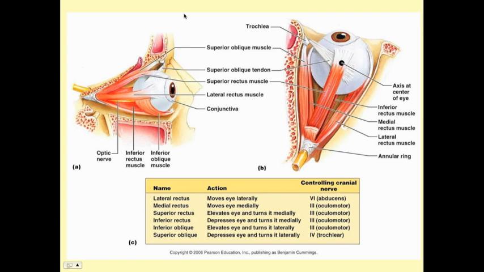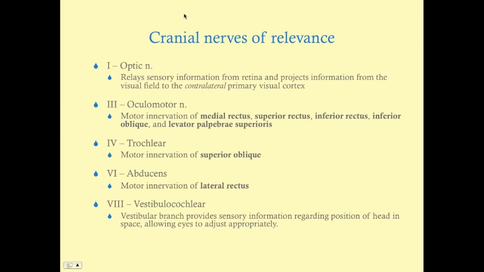So the cranial nerves of relevance that we're going to be talking about in the next few slides are the optic nerve. The optic nerve is a sensory nerve. It relays sensory information from the retina, and it projects that information from the visual field to the contralateral visual cortex. The oculomotor nerve, on the other hand, is a motor nerve, and that innervates those 3 recti muscles, the inferior oblique and the LPS. The trochlear nerve, as mentioned, is a motor nerve as well. It innervates superior oblique. Abducens nerve innervates lateral rectus.